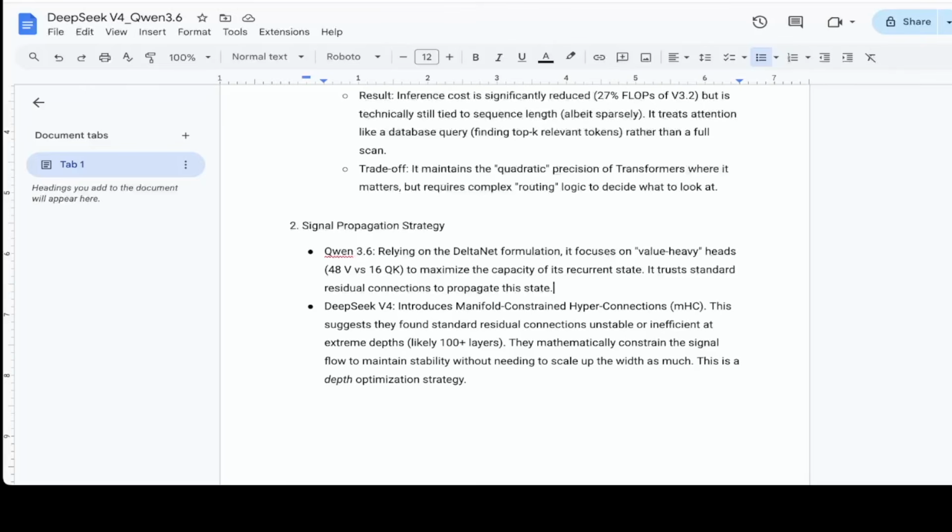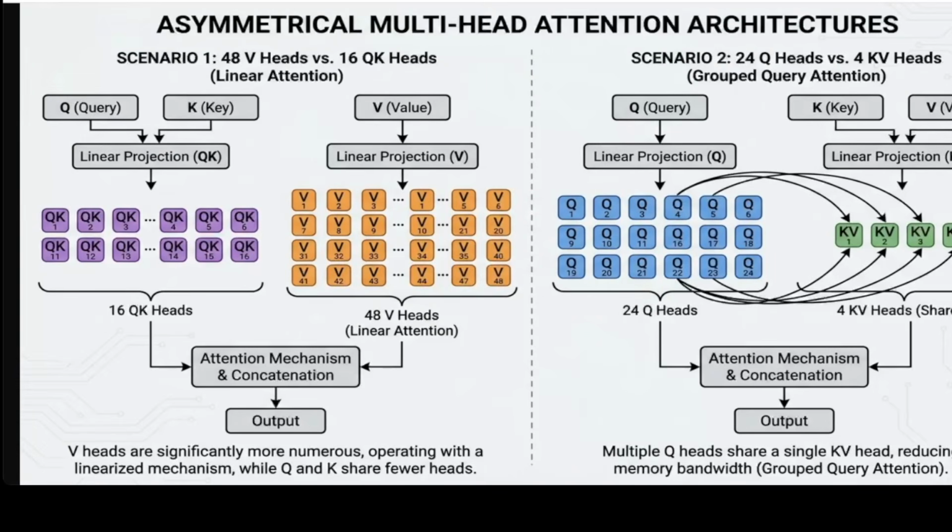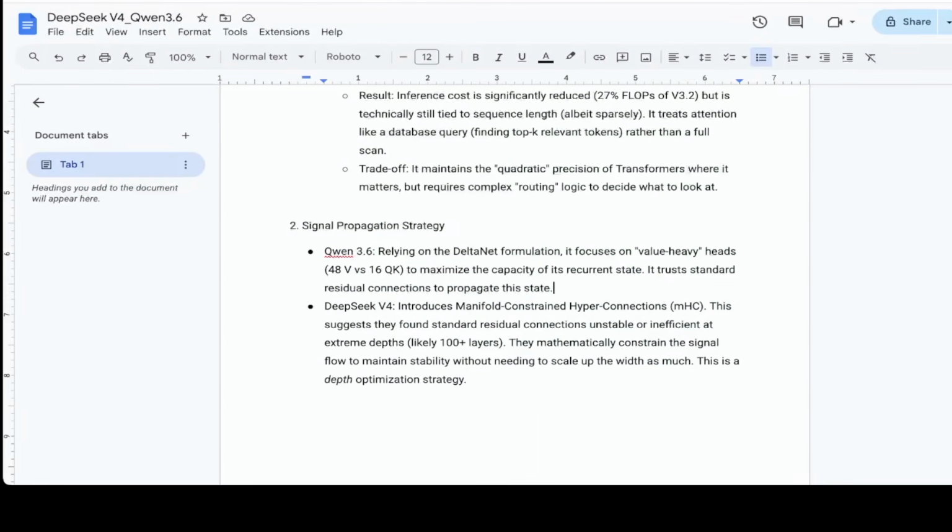Let me show you an example of what it means. If you look at the left image, there's a query key. It's only 16 query key heads, but it puts everything into a value matrix. So basically this is a recurrent state matrix. It keeps every important piece of information in that matrix. So that's how it works. And for the propagation, it trusts standard residual connections to propagate the state.